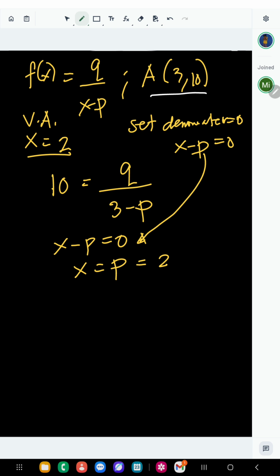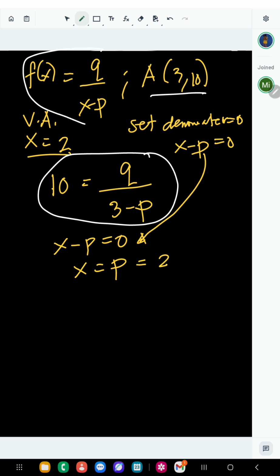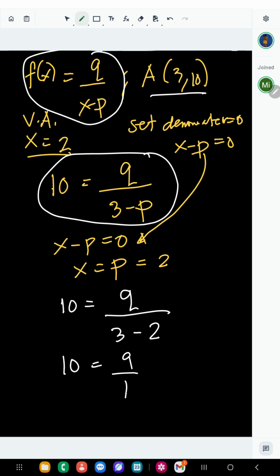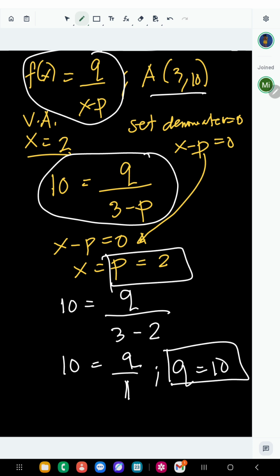And we're given the point (3, 10) that the curve passes through. Then we plug the x and y coordinates into the function. Our function is f of x equals q over x minus p. So 10 equals q over 3 minus p, where p is 2. Then we can solve for q. 10 equals q over 1. Therefore, q is equal to 10, and p is equal to 2.